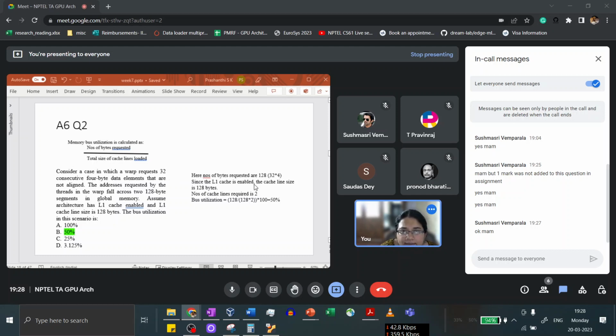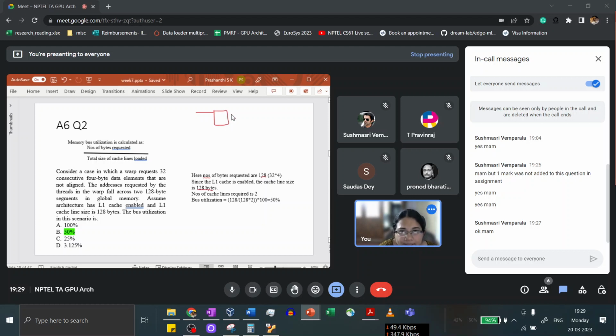Let's see how that is. Here the number of bytes requested are 32 into 4, and that's 128. L1 cache is enabled and L1 cache line size is 128 bytes. Now we are told that these addresses are not aligned. So what do we mean by aligned? This alignment concept you will see in multiple places in multiple subjects, and it broadly means the same thing. We have some boundary or some granularity, and we are talking about whether a particular data element is exactly at that boundary or it is offset from something.